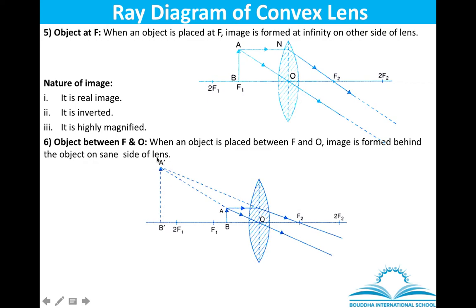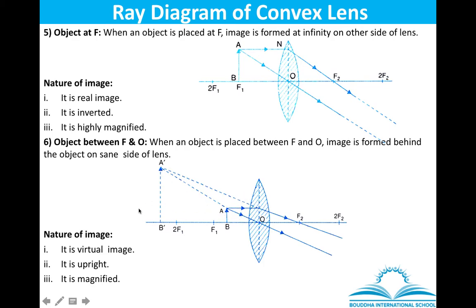So this image is different from the previous conditions. This image is not formed by real rays. This image is formed by the produced rays, not real rays. That's why it is not a real image. It is a virtual image. And a virtual image is always erect or upright. You can see it is upright. And see the size, it is bigger than the object. So that's why it is magnified. And the image is formed behind the object.